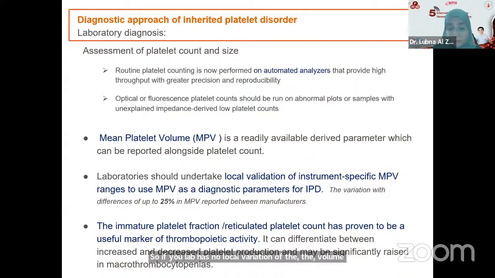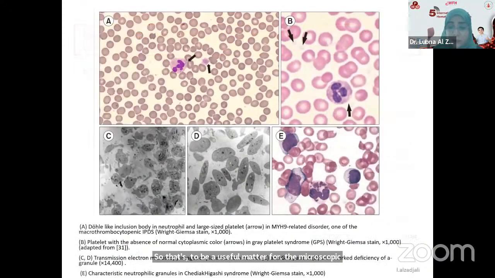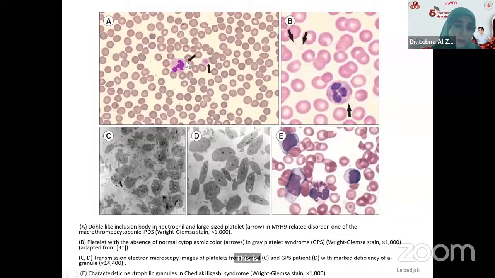Also, another feature has come across in the last few years, the immature platelet fraction, which has proven to be a useful marker for thrombopoietic activity. The microscopic examination, of course, the assessment of blood film morphology, is very important in the diagnosis of inherited disorders. This is a blood film with blue inclusions in the cytoplasm of the neutrophil, which are Döhle-like inclusions, with somewhat large platelets compared to the red cells. And this is characteristic of MYH9-related disorder.